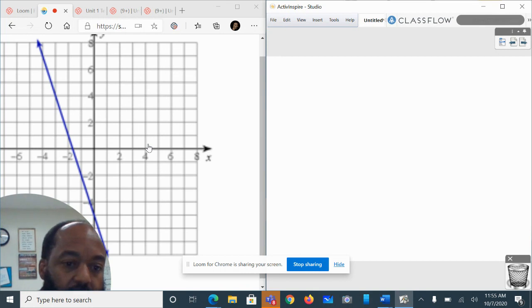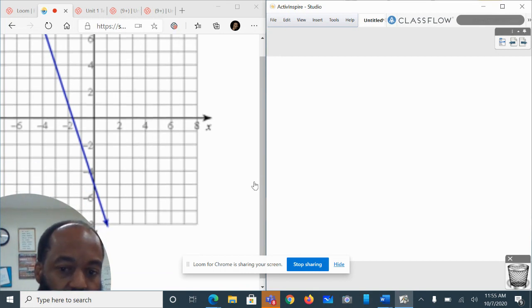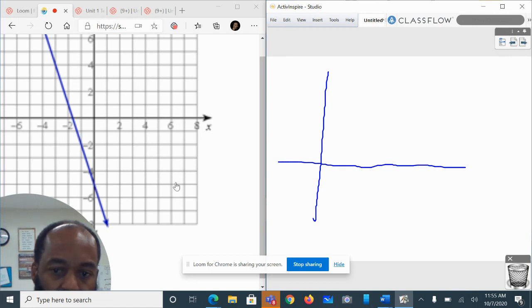So if I look at this line, I notice there's a point here. That's 0, negative 5. I'm going to go ahead and put a point here. I'm looking for corner points. Here's one right here, negative 3, 4. Those are your points.